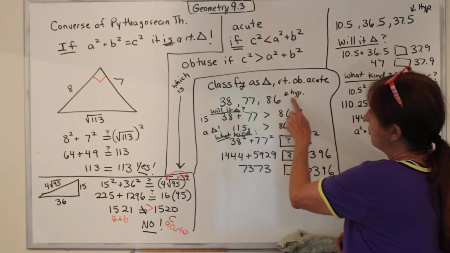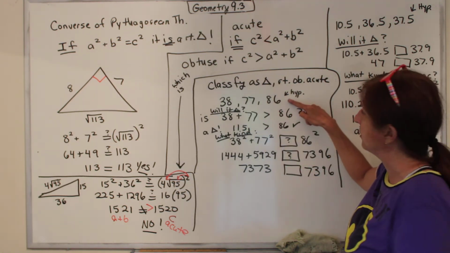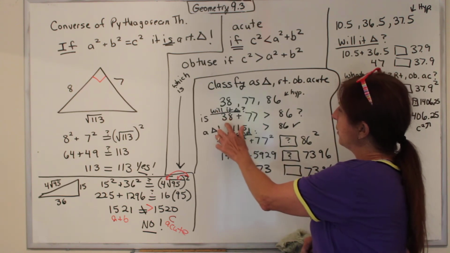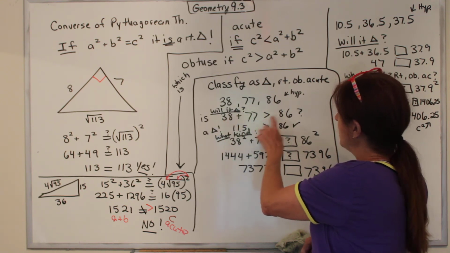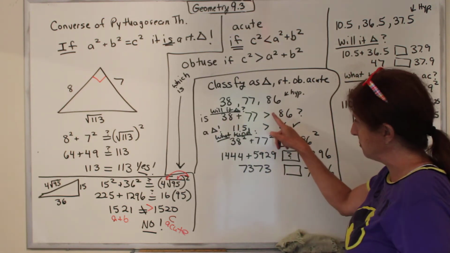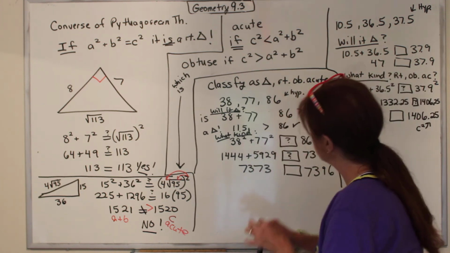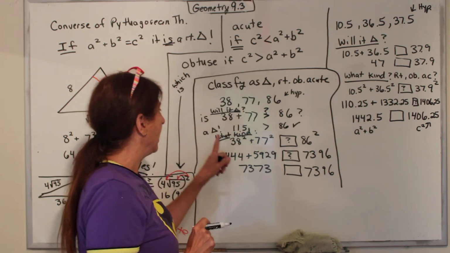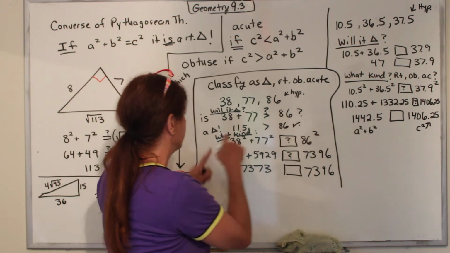Okay, so here are three sides. Step one, figure out which one's the biggest. That's the hypotenuse. And then we need to see, will it triangle? So 38 plus 77 has to be bigger than 86 if it will triangle. So I need to say question mark, bigger? Is it bigger? Well, these add to 115 and that's 86. So yes, it will triangle.